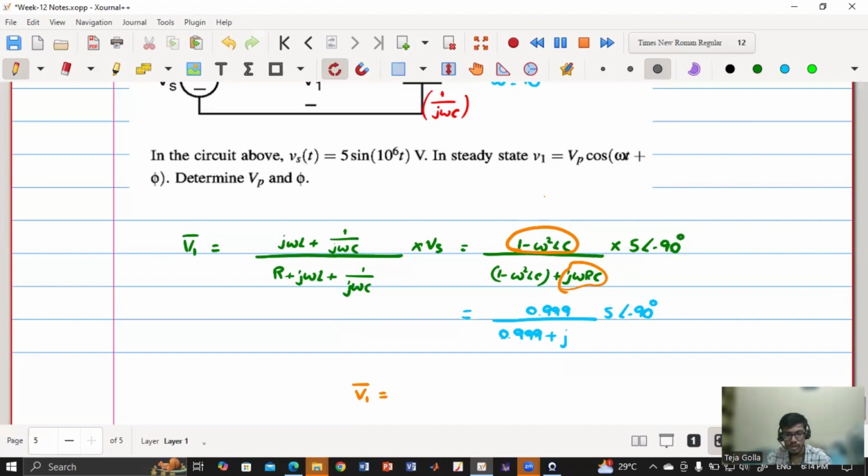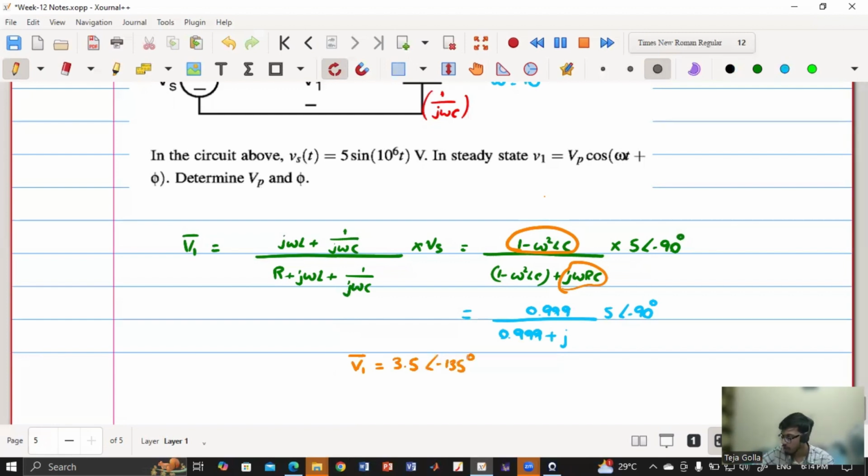I hope everyone understood how to do this. You have to first find the magnitude and then find the phase. The magnitude is 3.5 and the angle is minus 135.